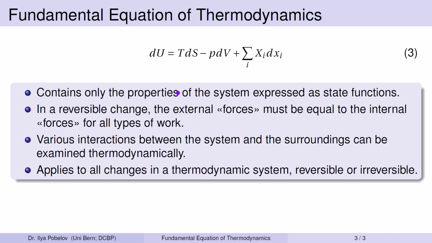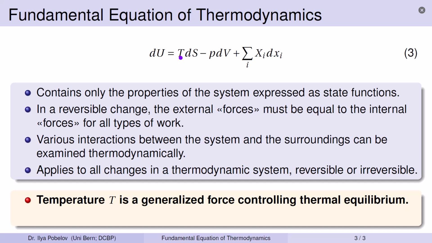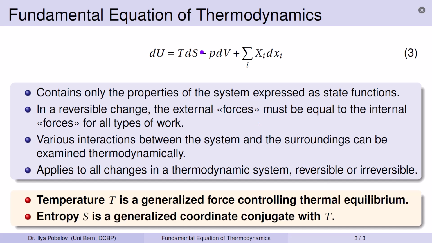But now I would like to draw your attention to the following fact. Let's look at the term T times dS using an analogy with generalized forces and coordinates. Here, temperature T is an intensive variable. You can think of temperature T as a type of force that controls thermal equilibrium. The entropy S is an extensive variable, and it can be understood as a generalized coordinate conjugate with temperature T. You can think of entropy as a coordinate that the system moves along when heat is transferred due to a temperature difference.